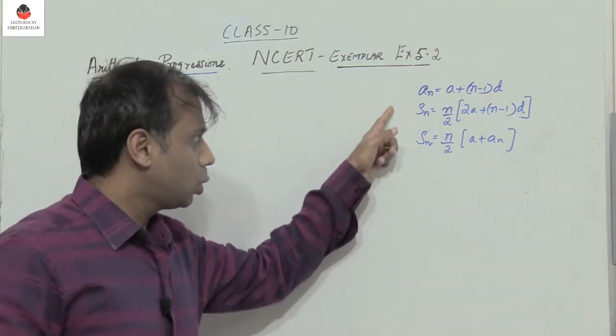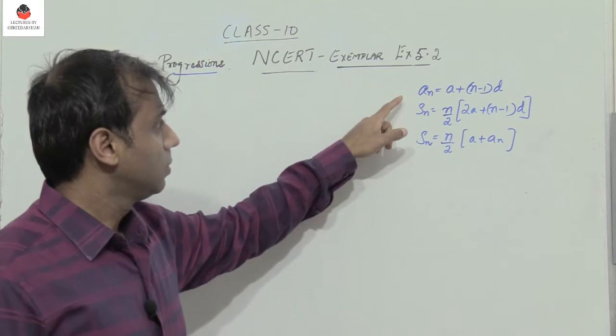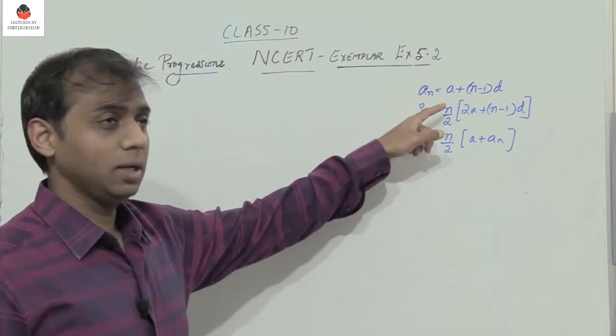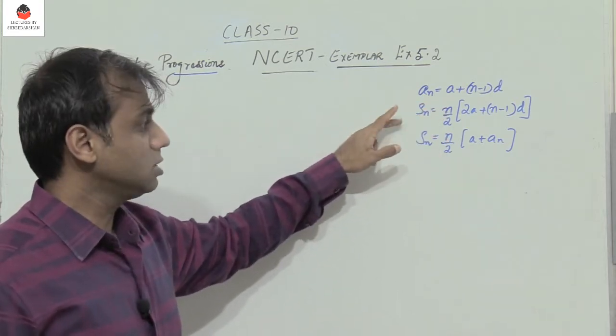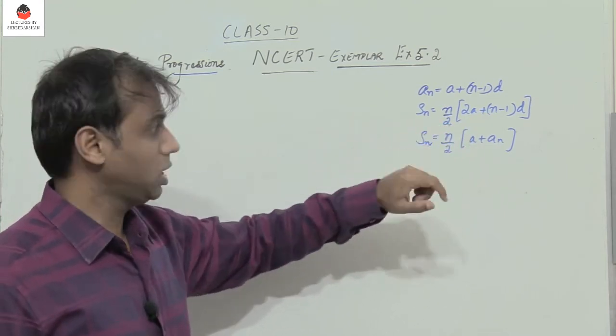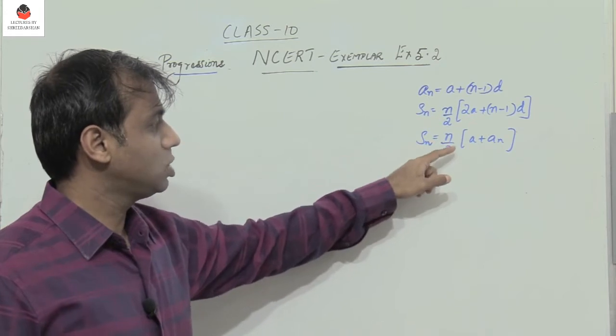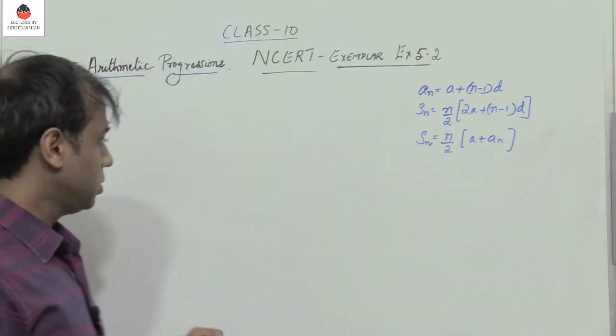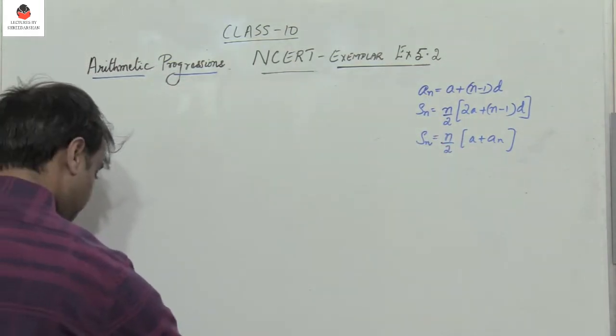The required formulas are: an equals a plus n minus 1 into d. To find the sum to n terms, we have n by 2 into 2a plus n minus 1 into d, or it is n by 2 into a plus an. So let's begin with the first problem.